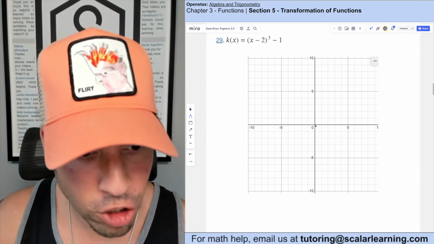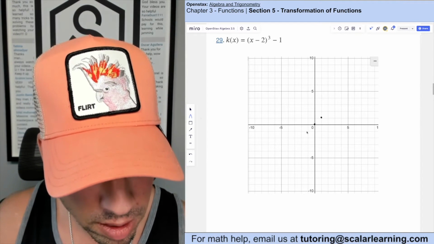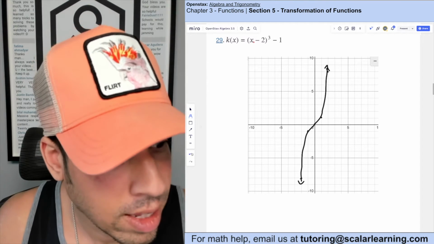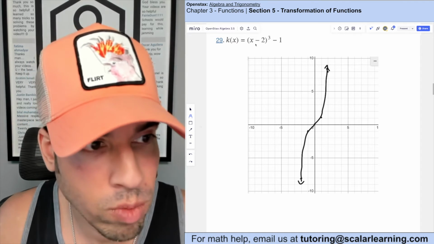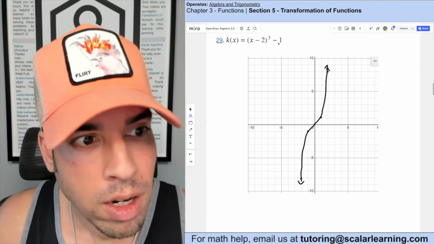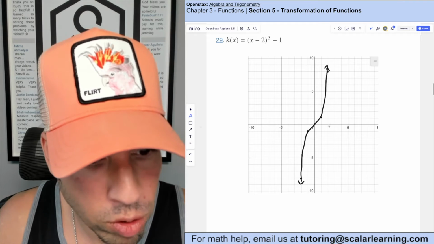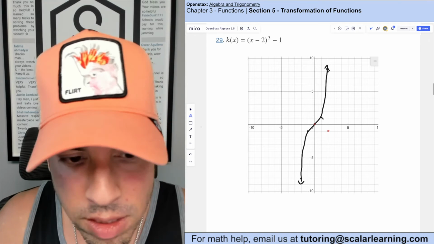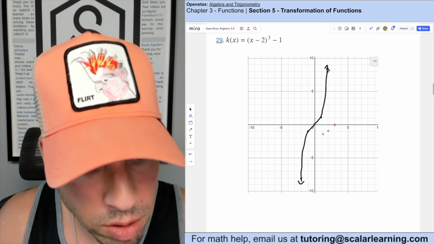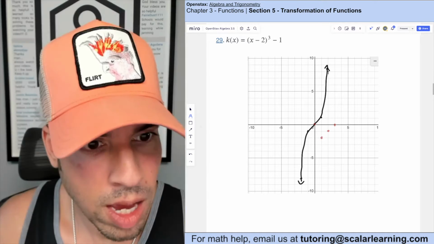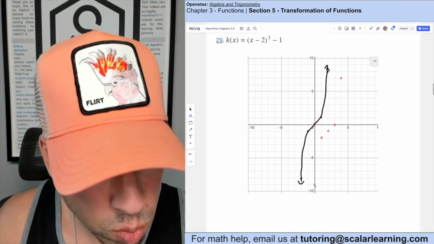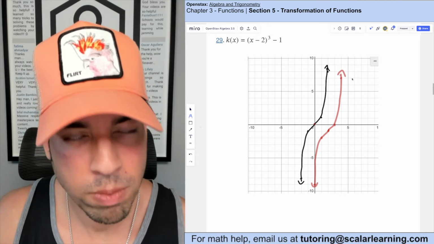Boom, done. So for this one, our parent function is x cubed, and that looks roughly like this. Now, when we apply the transformations, first I see 2 to the right, and then out here I see 1 down, right? It's a horizontal shift to the right, a vertical shift down by 1. So we go 2 to the right, down 1. And so that's our center point, right? We moved it here. Then these other points, now we go up 1 to the right, down 1 to the left. And even this point, we can shift 2 to the right, down 1, 2 to the right, down 1. And there's our new function, boom, done.